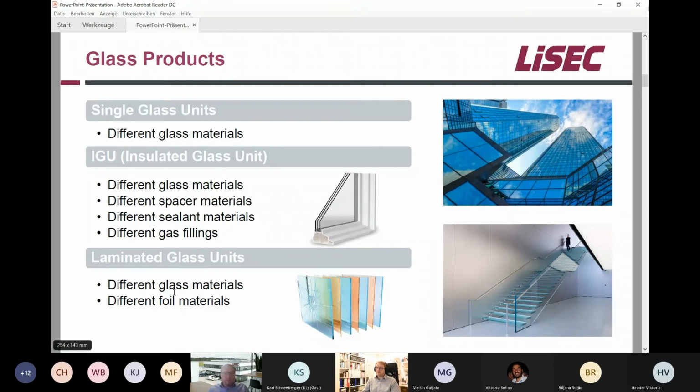And then we have the third category, which is the laminated glass units, which is again an assembly of multiple glass layers, and in between the glass layers you have foils. This is a material you maybe know very well from cars. Each front window of a car is made of a laminated glass unit, or on the right-hand side I have put the picture of a staircase where this material is also being used, or bulletproof glass, for example, is also this kind of product.